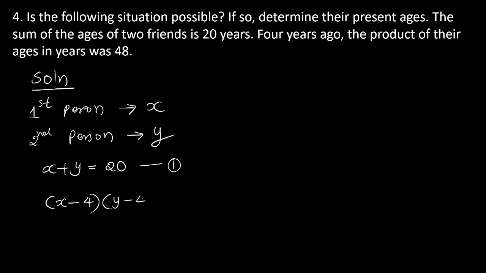So x minus 4 into y minus 4, isn't it? The product of their ages. 4 years ago, the first person had age x minus 4. The second person had age y minus 4. Their product 4 years ago is 48. Equation number 2. It's a very good question, very important problem. You can expect one application problem from this chapter. It can be asked as a case study question or any other 5-mark question. So x minus 4 into y minus 4 equal to 48.